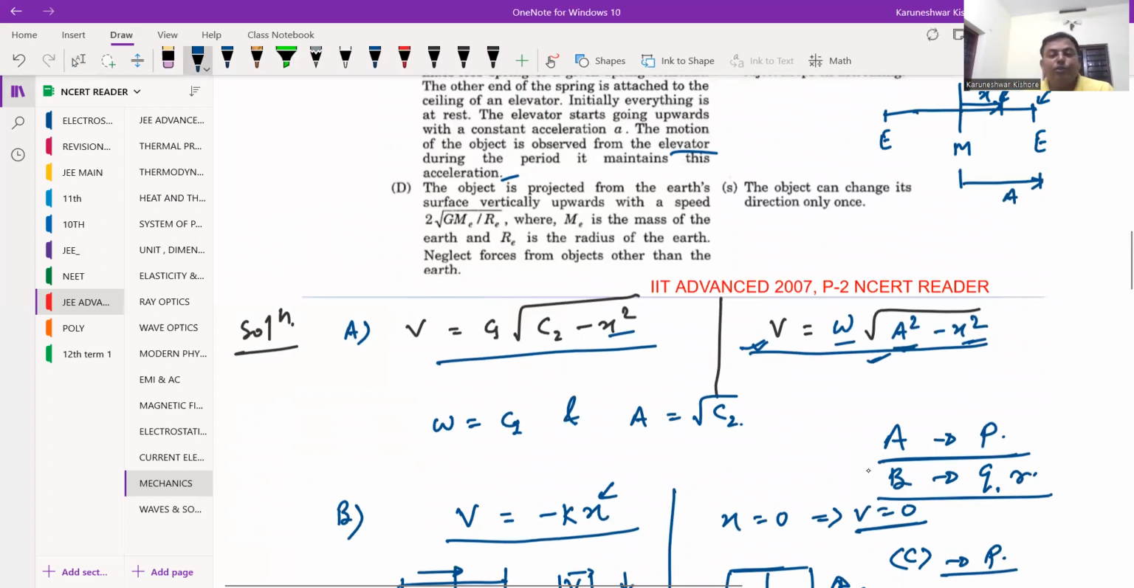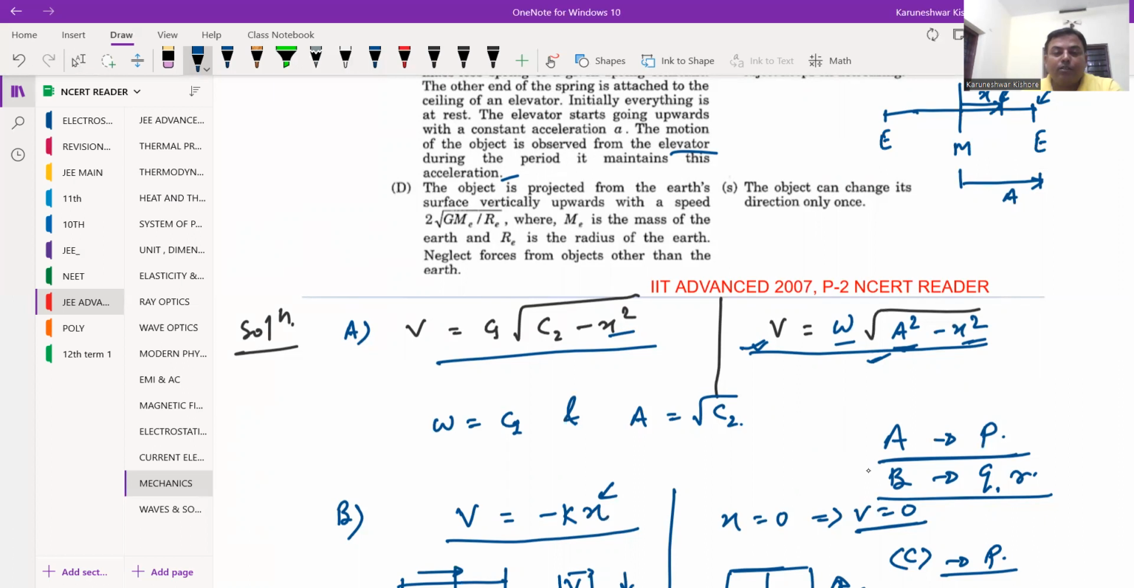In the D option, it is given to you that the object is projected from the Earth's surface vertically upward with the speed under root 2GMe by Re, where G is the universal gravitational constant, Me is the mass of Earth, and Re is the radius of Earth. So that is given to you.